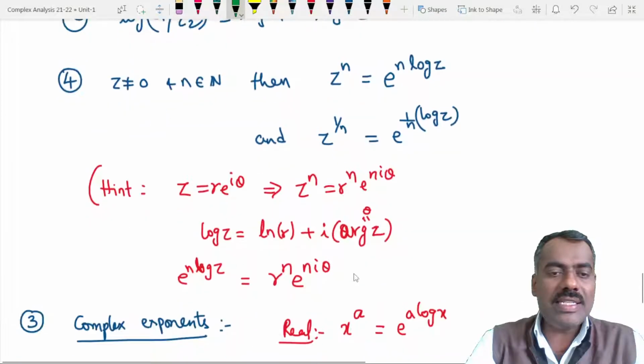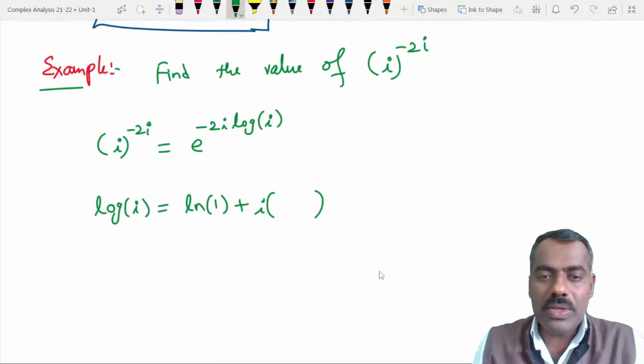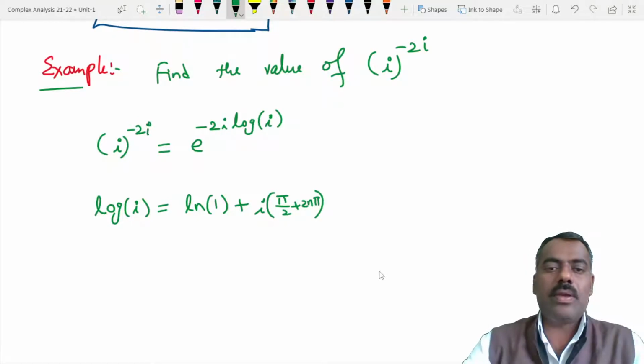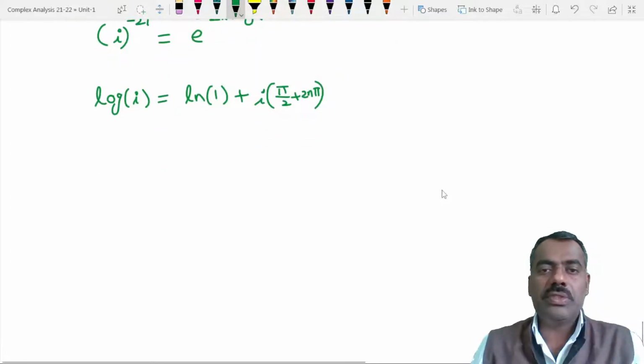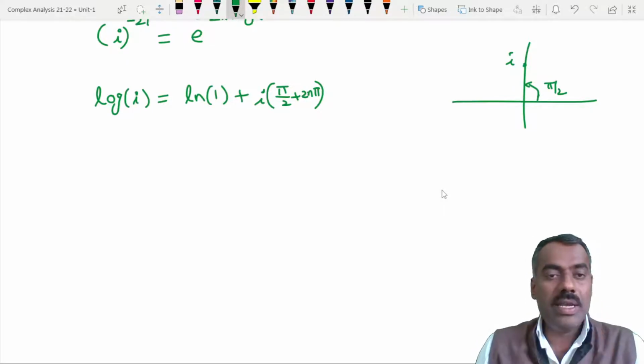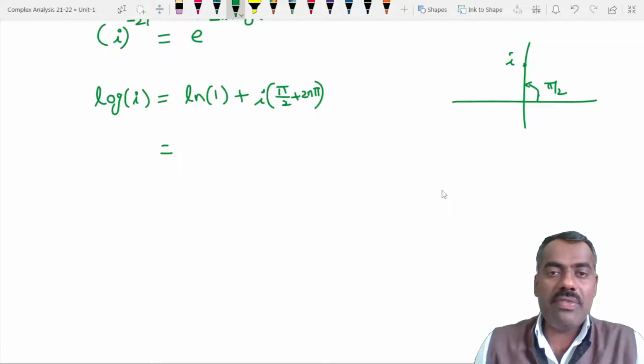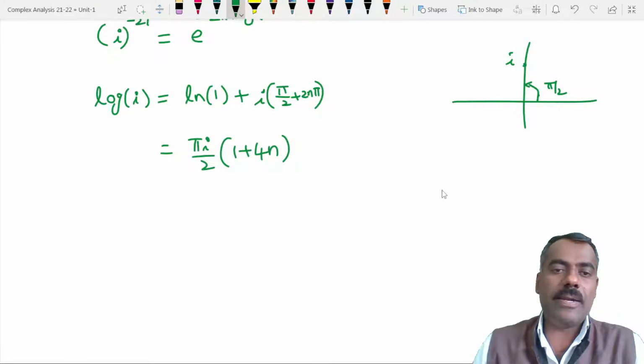So here our z is i. Therefore the principal value is pi by 2 plus 2n pi, right? Because our z is i, what is the angle? This angle is pi by 2, that is principal, right? But we know natural logarithm of 1 is 0. So this is simply i, if I take pi i common, and then 2 also, then this is 1 plus 4n, right?